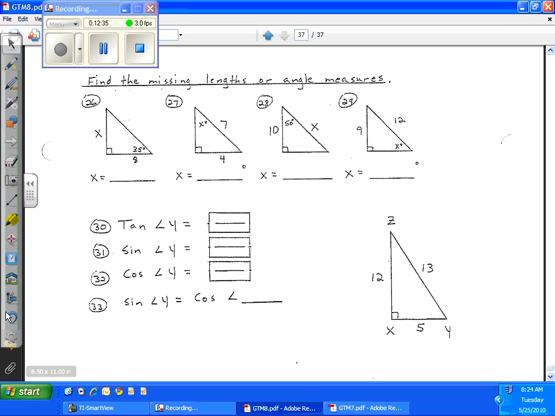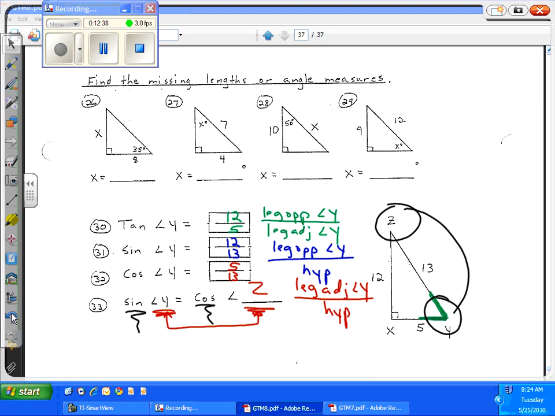All right. So we've got those ratios. Tangent is the length of the leg opposite over the length of the leg adjacent. Sine is length of the leg opposite over hypotenuse. Cosine is length of leg adjacent over hypotenuse. Again, some people like the acronym SOH, CAH, TOA. Put all that together.